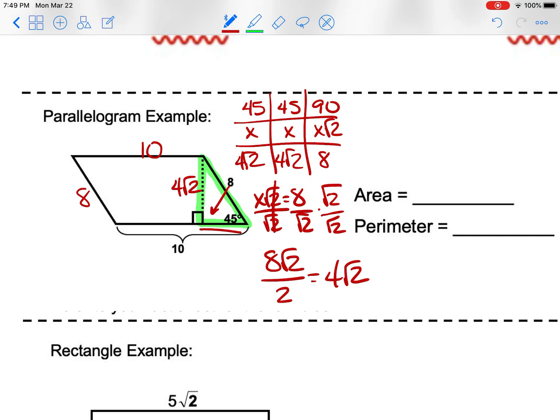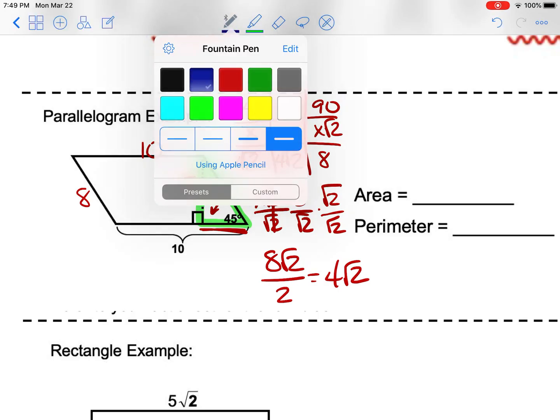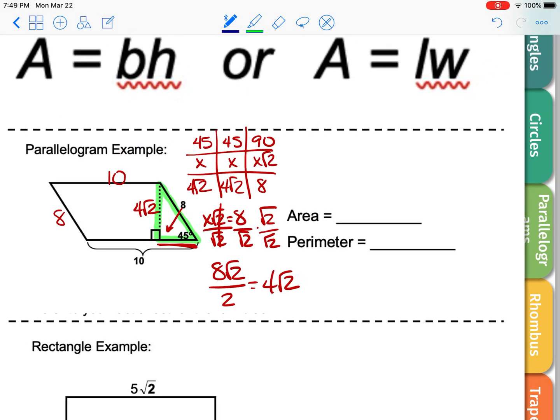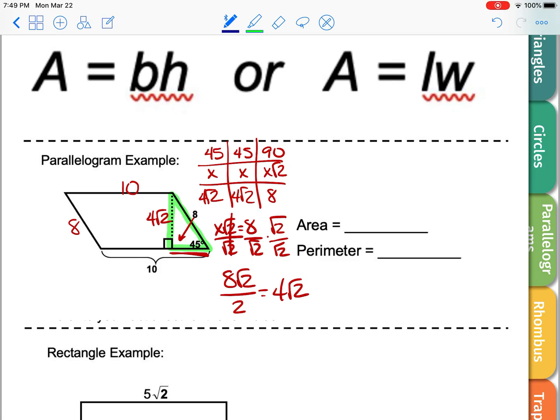I don't need this bottom piece here because I already know it's part of the 10, so it's not necessary to put on your chart. But now we have everything we need to do the formulas. So the formula for area is base times height. Well, our base is 10. Our height is 4 square root of 2. So think of these as your like terms, so combine those together. You get 40 and put that square root of 2 at the end of it. And it doesn't give us what unit we're working with, so we'll just say units squared.